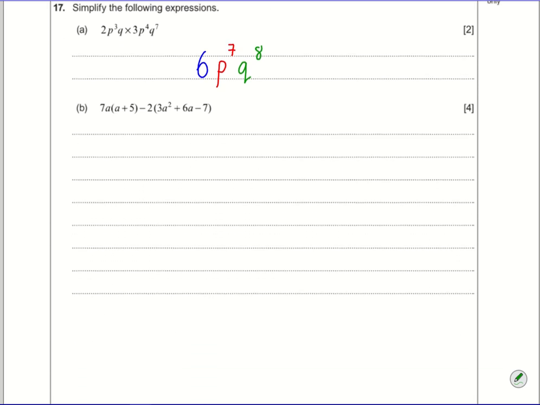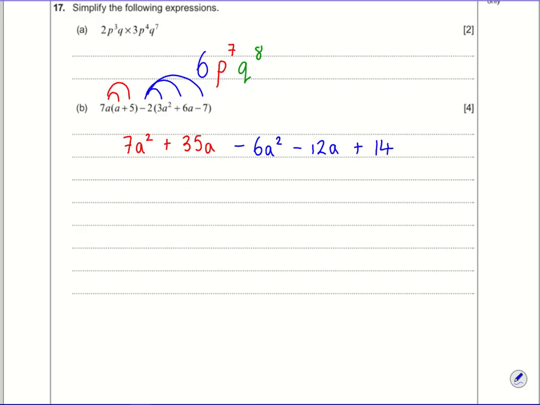Then we've got to do some expanding and simplifying. Okay, so expanding brackets: times the outside by the insides. So we've got 7a times a, 7a squared, 7a times 5, 35a. Now be careful, because that minus 2 is going to do work for all of these. So we've got minus 2 times 3a squared, so that's minus 6a squared. We've got minus 2 times 6a, so that becomes minus 12a. And we've got minus 2 times minus 7, be careful, that becomes plus 14.